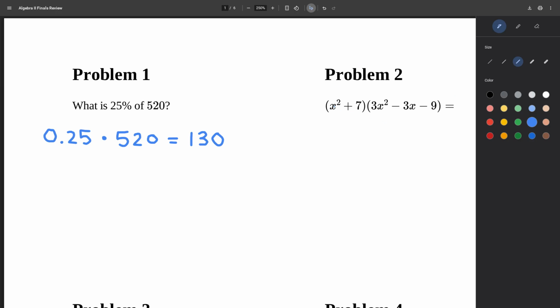Okay, problem 2, we are multiplying the binomial x squared plus 7 by the trinomial 3x squared minus 3x minus 9. So first off, I'm going to multiply all the x squared. So we'll do x squared times 3x squared, which is 3x to the 4th power. Then we're going to do x squared times a negative 3x. That's going to be a minus 3x cubed. Remember, even though there's not a 1 here, this is x to the 1st power. So when we have a base of x to the 2nd power times x to the 1st power, you add the exponents to get 3. In this case, we added the exponents to get 4. Okay, then I'm going to do x squared times negative 9. It's going to be minus 9x squared.